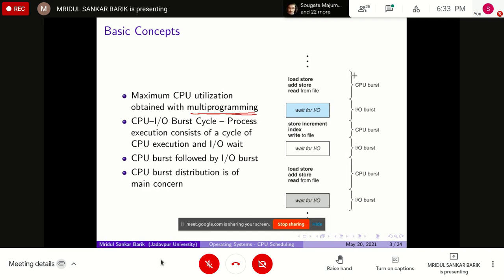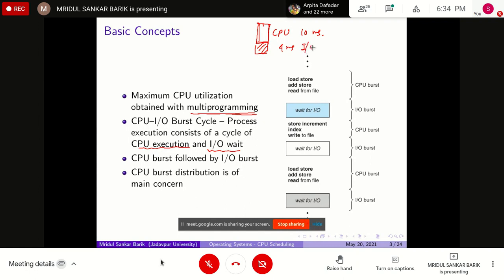In this case, to have a mixture of CPU bound and IO bound processes, we assume that a process's execution consists of a cycle of CPU execution and IO wait. When a process starts, it starts with a CPU burst. That means it uses the CPU for, say, 10 millisecond, and then it does some IO, say 4 millisecond.